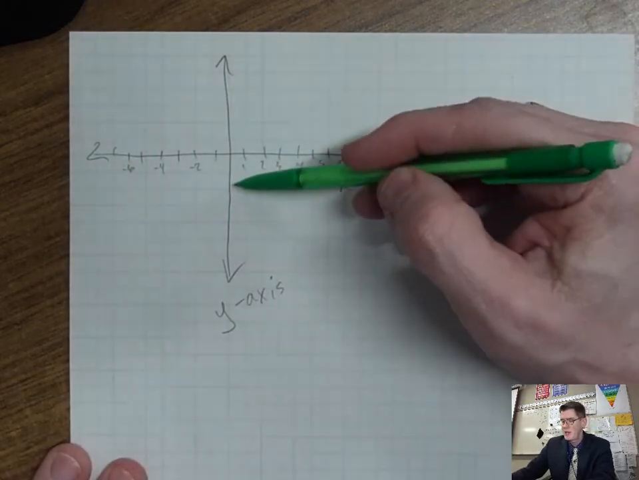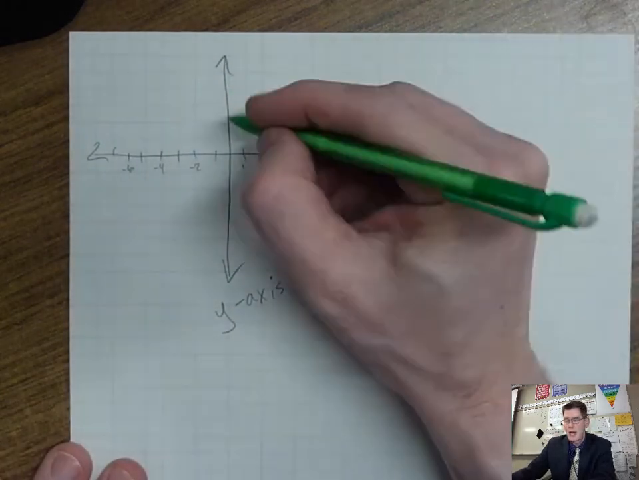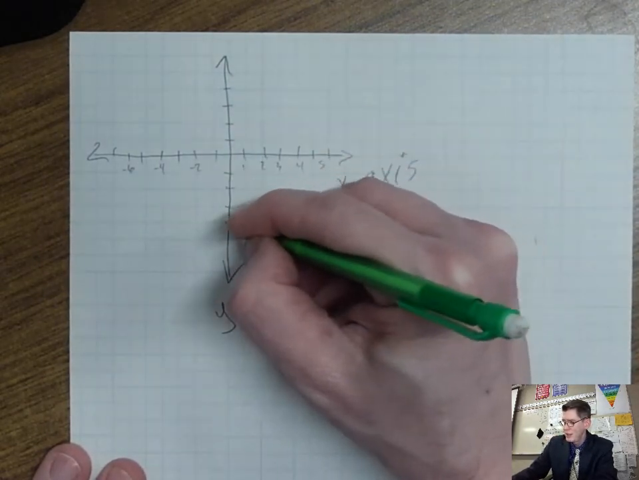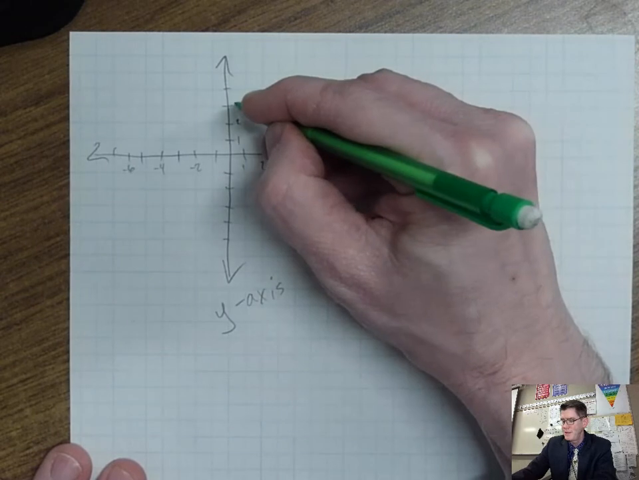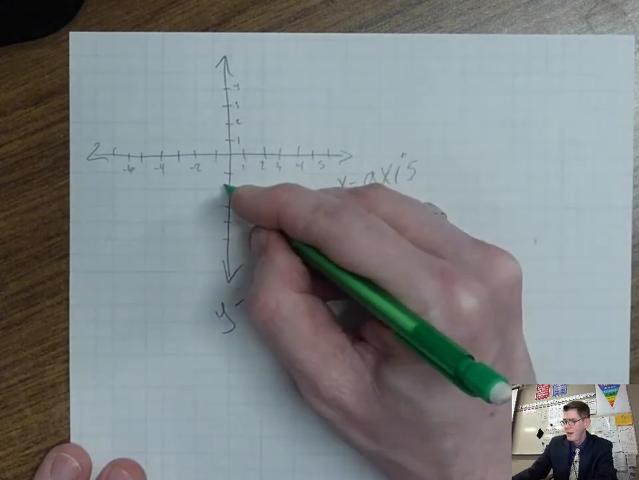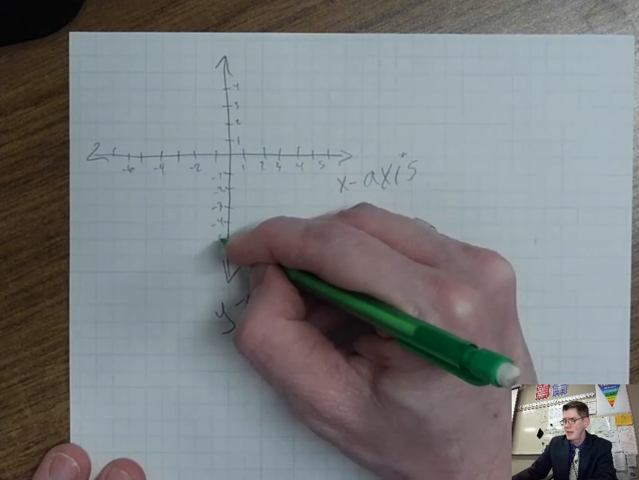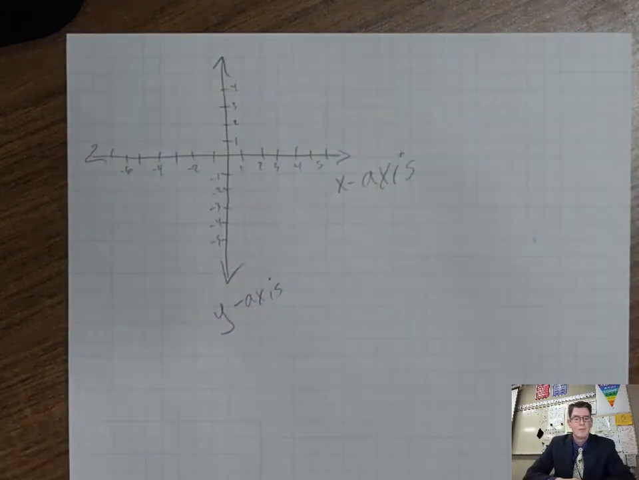Guess what this is? It's just another number line. That's it. So we've got the number line going here as well. We have positive going up. And we've got negative going down. When we're graphing in math, that's what we're graphing.